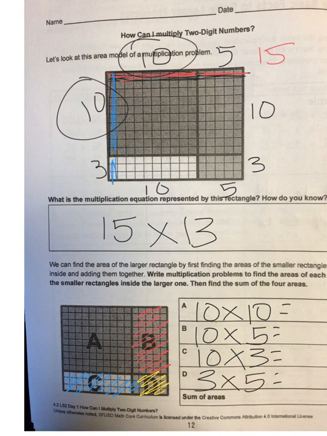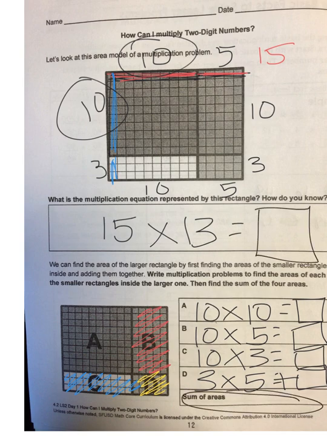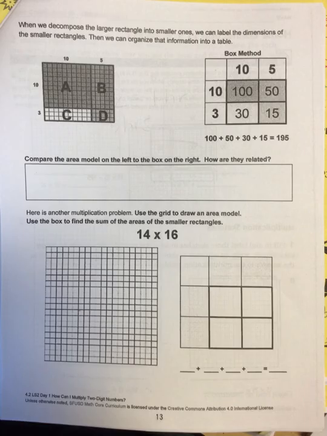Now, once you've done every single equation, so you should have an answer for each of these, we're going to add them all up. And the sum of the areas is the answer to this equation above, 15 times 13. So we're going to go to the next page, which is fairly similar. And you have another area problem. We have another area model.